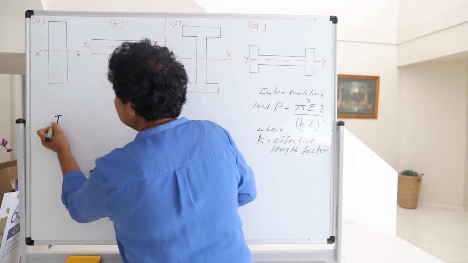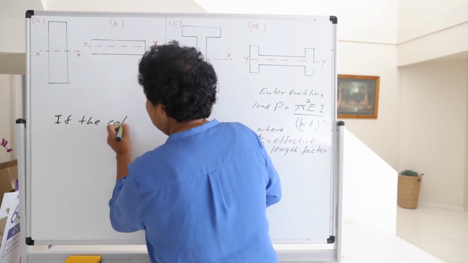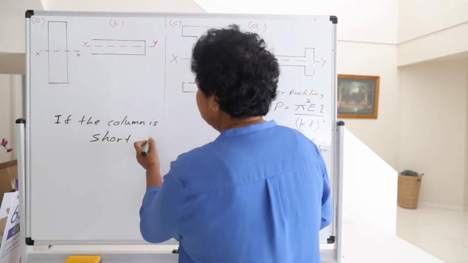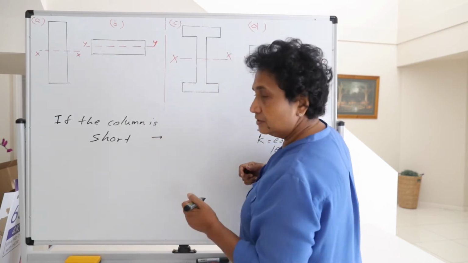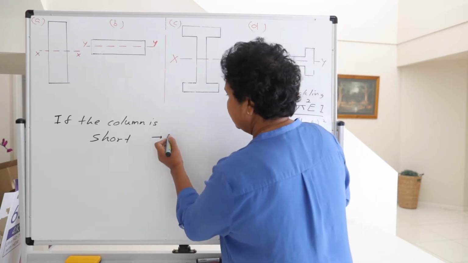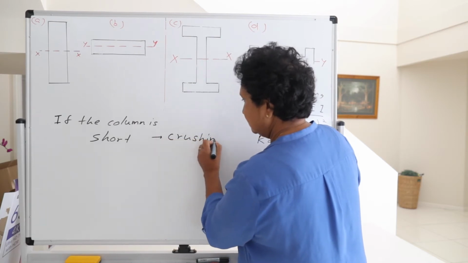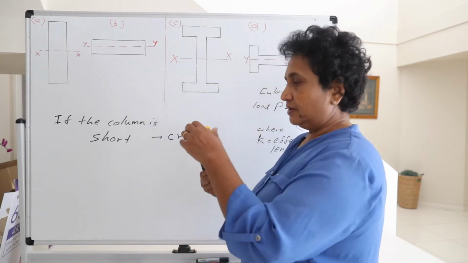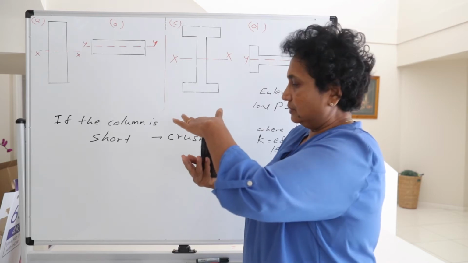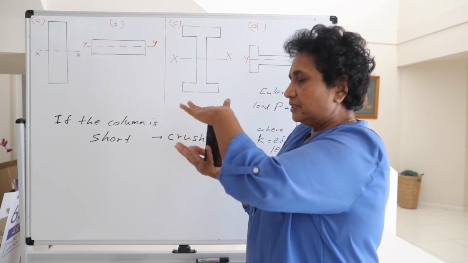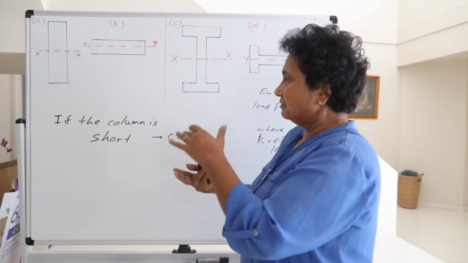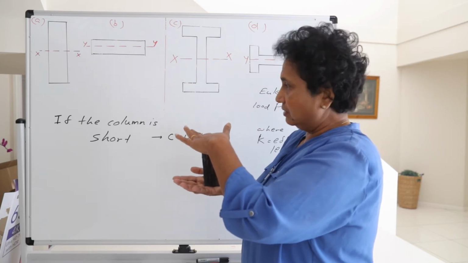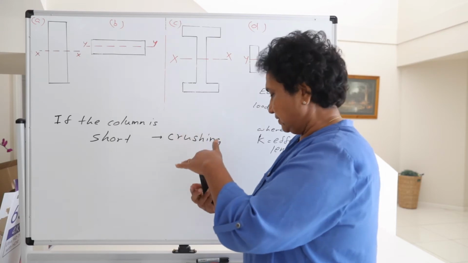If the column is short, generally it fails by failure of the material, or we call it crushing. For example, say you have a column like this. When you apply a load and increase the load, the material will fail. It will reach the yield stress, and the failure of the column will generally take place by material failure.